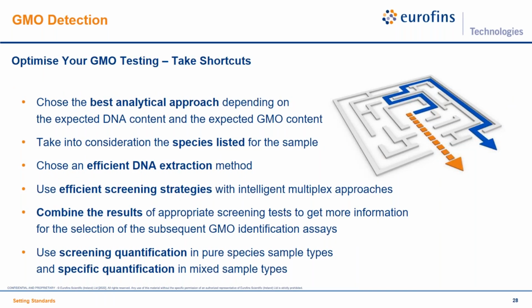So in summary, how can you improve your GMO testing laboratory, avoid a lot of assays, avoid performing a lot of testings, and reduce the turnaround time? So first, choose the best analytical approach, depending on the expected DNA content and the GMO content, whether to start a qualitative screening or a specific identification. There are a lot of approaches. If you have questions, please contact us and we will help you with this question. Also take into consideration the species listed in the sample, whether it's soy or corn, or both. Do we have flax in the sample or rapeseed?